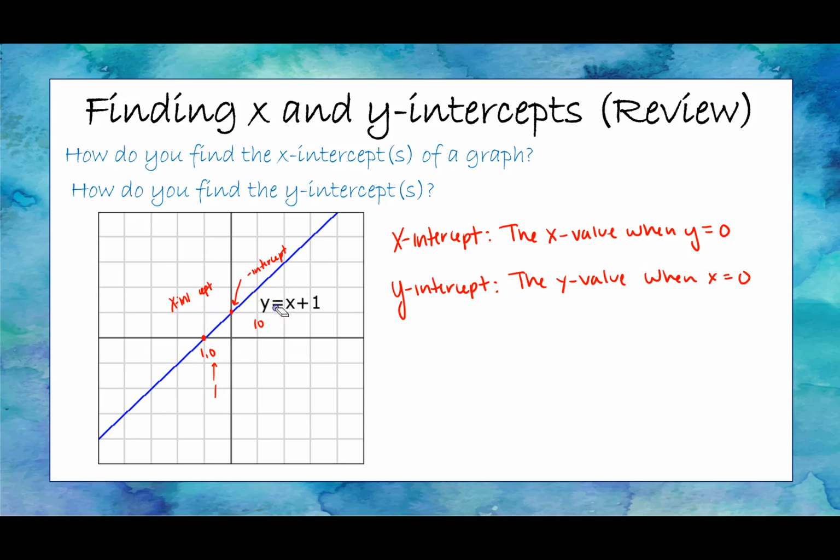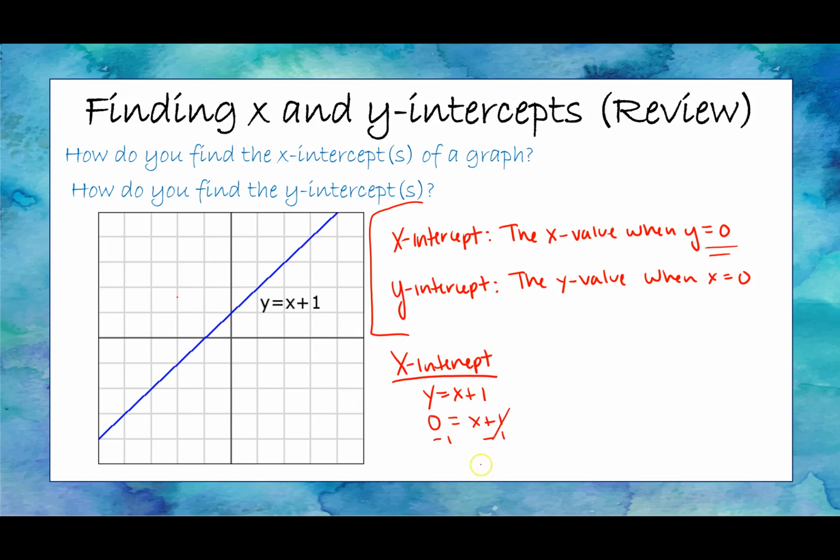So let's actually solve this problem without the graph, using this information. If I was going to find the x-intercept for y equals x plus 1, the x-intercept is when the y value is equal to 0. So I'd have 0 equals x plus 1, subtract 1, and I get x is equal to -1, which is exactly what I have here. X is -1 when y is 0.